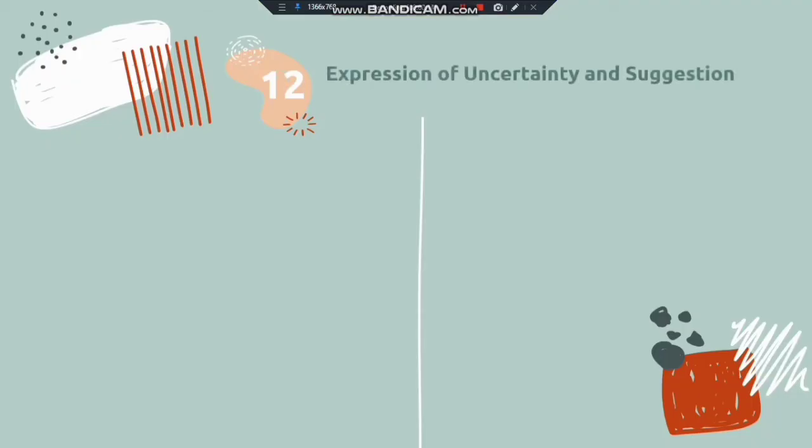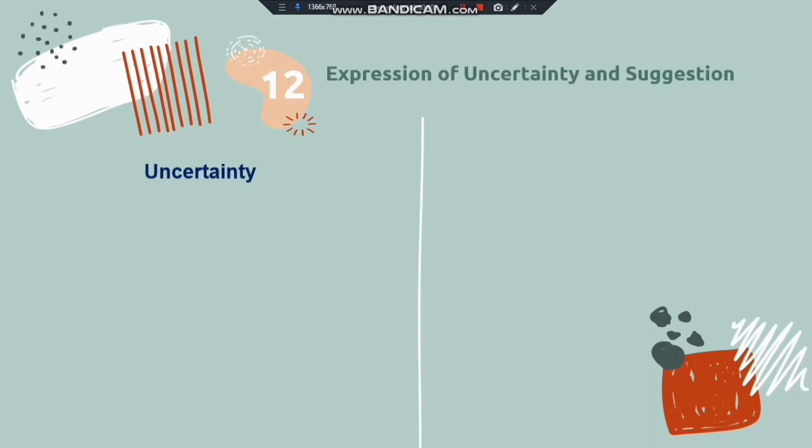Number 12. Expression of uncertainty and suggestion. To identify the expression, you need to understand really well the different meanings of uncertainty and suggestion. Uncertainty expressions are used by the speaker when he or she isn't sure about something.